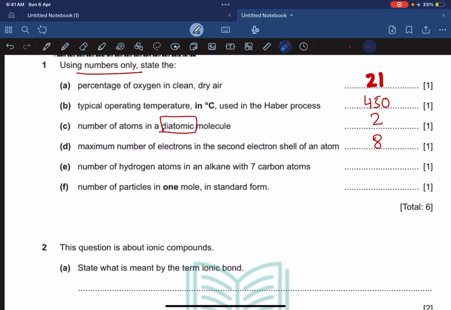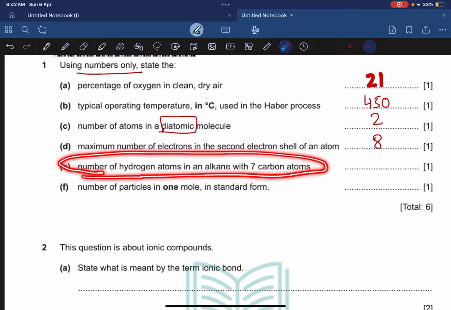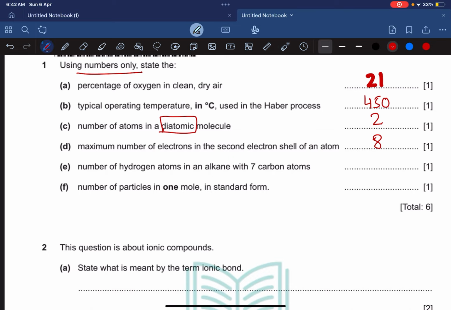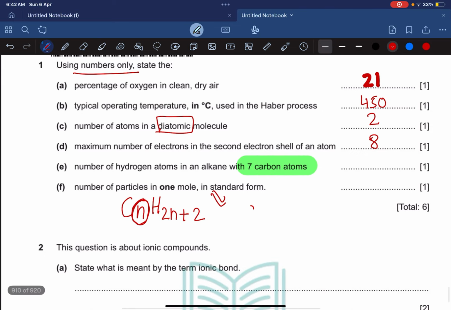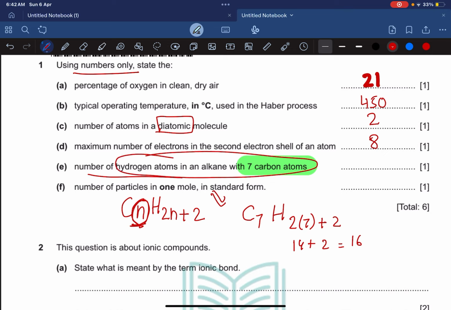Let's move on. The number of hydrogen atoms in an alkane with 7 carbon atoms. The keyword here is alkane. First, let's write down the general formula of an alkane, which is CnH2n+2. You must know this generalized formula. This n is the number of carbon atoms. In this question we have 7 carbon atoms, so in place of n we put a 7. Hydrogen is 2n+2, meaning 2 times 7 plus 2. 2 times 7 is 14, and plus 2 gives us 16. So the number of hydrogen atoms in an alkane with 7 carbon atoms is going to be 16.